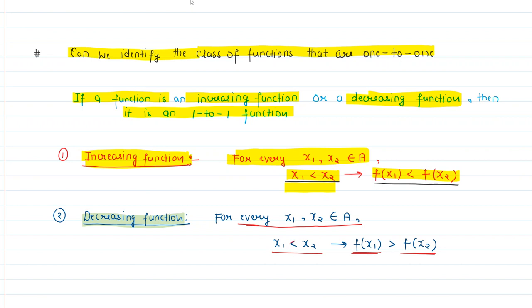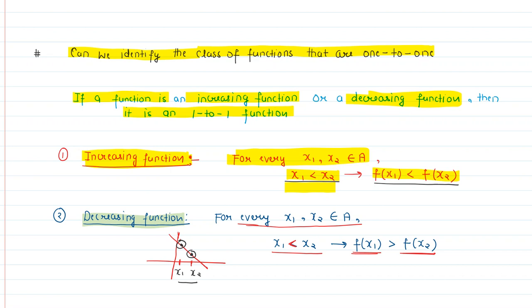So if x2 is greater than x1, then f(x1) should be greater. See this, this is basically a decreasing function. Let's say these two points, this is f(x1) and f(x2), and we are then somewhere here. Here x2 is greater than x1, but f(x2) is less than f(x1). So this is a decreasing function, hence it is one-to-one.